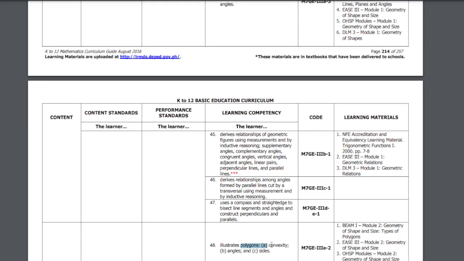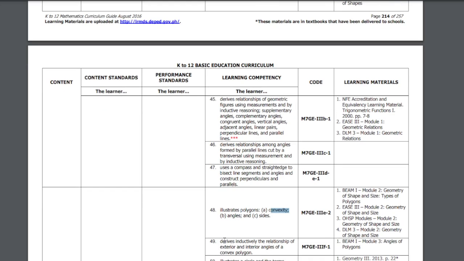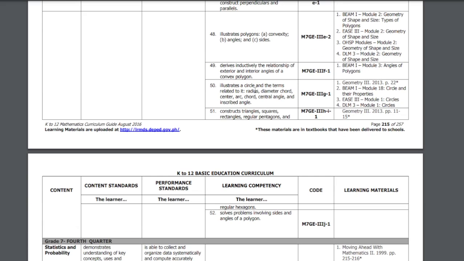We're going to have polygons and congruence, angles and sides. We derive inductively the relationship between exterior and interior angles of a polygon. Basically, it's all about shapes and the relationships of the angles and sides. And here, I have a circle. So we're going to learn about the parts of a polygon, then the circle and its parts, and of course, finally, we're going to solve all of it. Always going to solve it at the end of each.